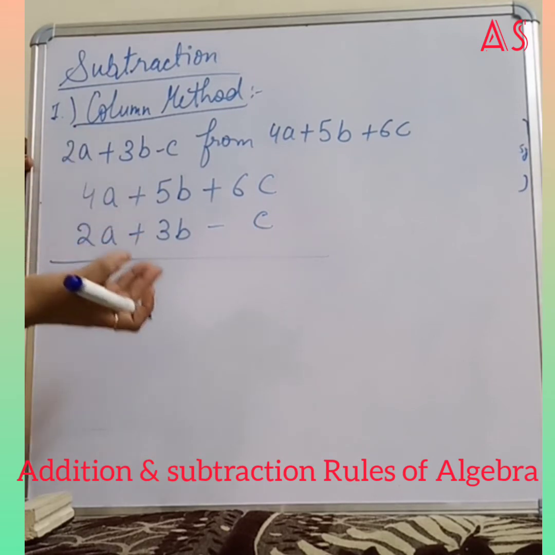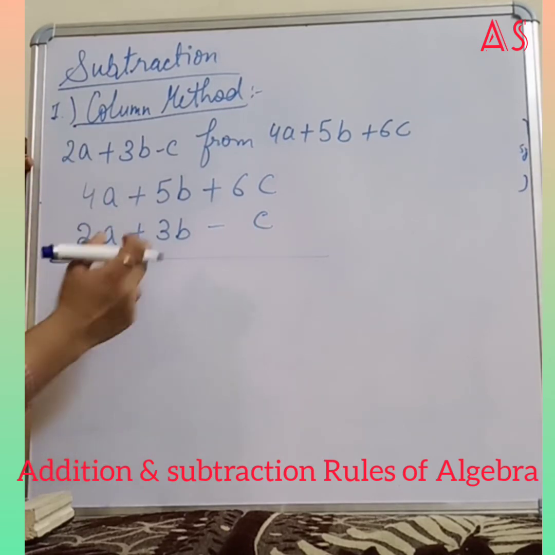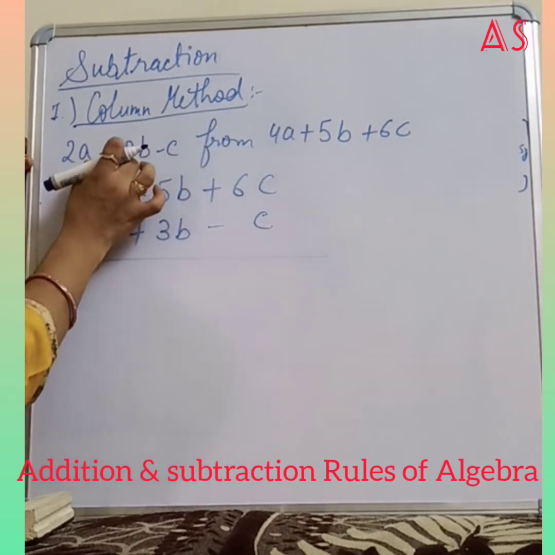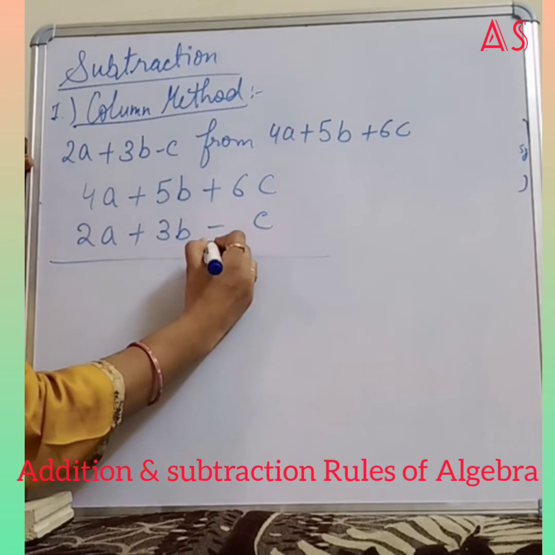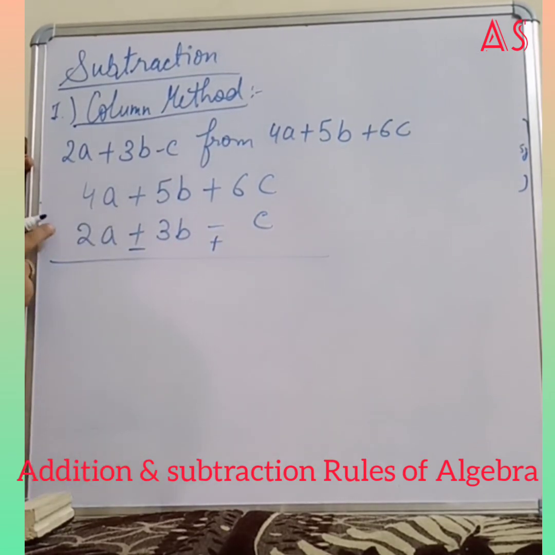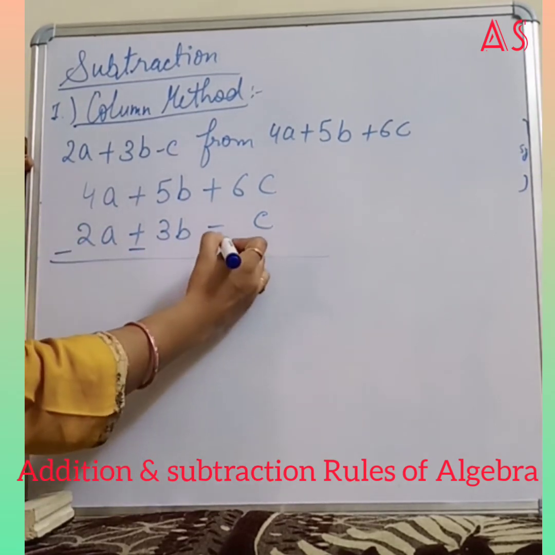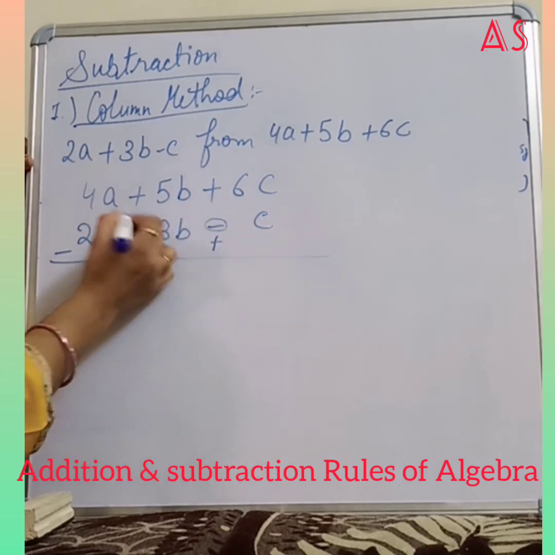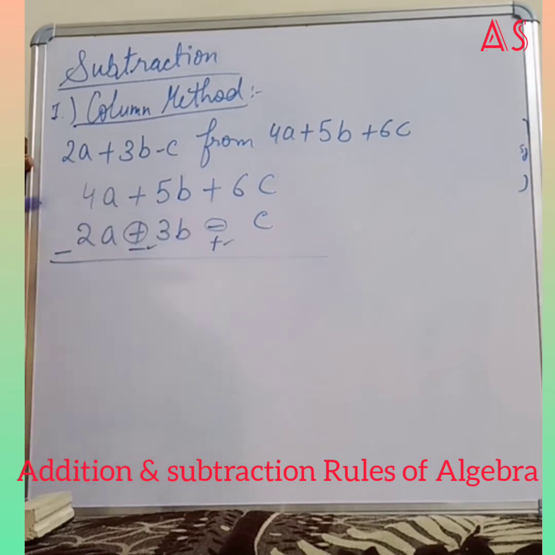Why are we changing the sign? Because in subtraction, we subtract, so the second part changes sign because we are subtracting this from this. So minus changes to plus, this minus changes to plus, and what is the sign here if there is no sign? Plus sign, then plus changes to minus. The second part's signs we will change. Now we will use the new sign, not the old one. The old one we will not use. We will use the new sign now.